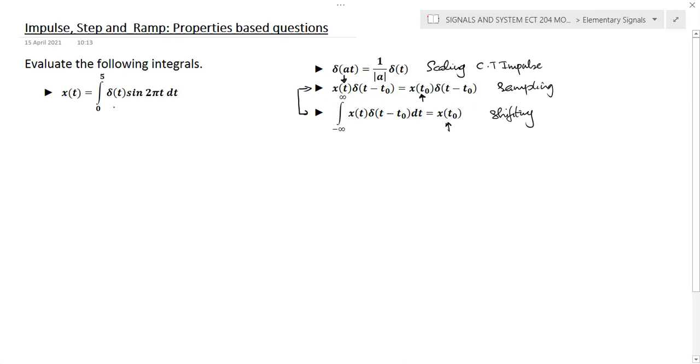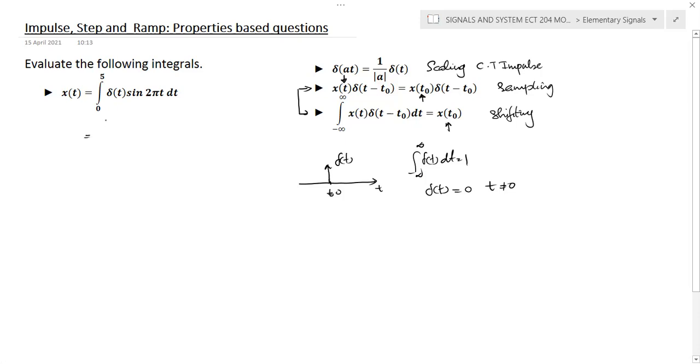Now we can see that this is an impulse signal multiplied by a sinusoidal signal. Del of t means it's an impulse signal which exists at t is equal to 0, whose area is equal to 1. So the integral from minus infinity to infinity of del of t gives 1, and the signal magnitude is 0 when t is not equal to 0. That's the meaning of the continuous time impulse signal.